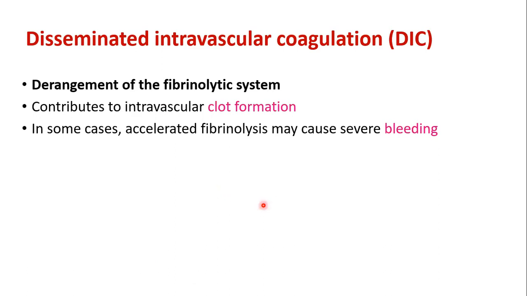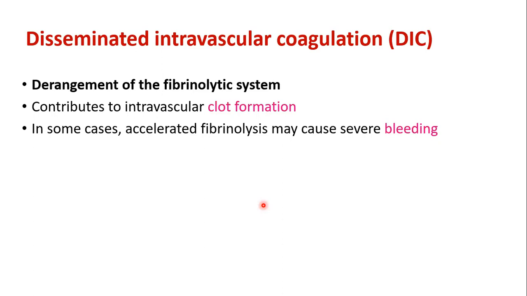So basically, activation of the coagulation system without a need, and that also systemic, disseminated all over the body, causes formation of multiple microthrombi all over the body, causing defective circulation and defective functioning of vital organs like liver, kidney, and heart, causing multi-organ failure.